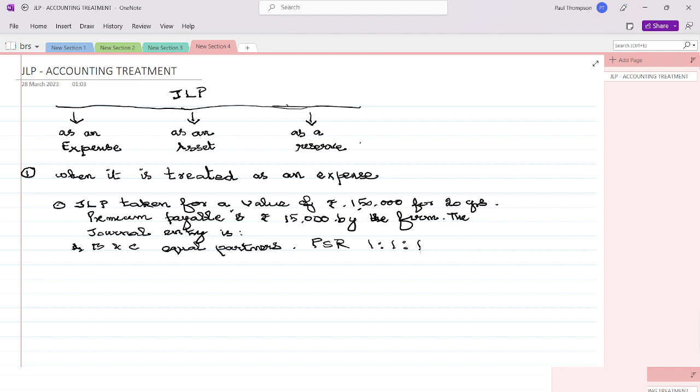Whenever there is an admission or retirement, the firm will surrender its policy because a new partner is coming inside or a partner is leaving the firm. Then they will be getting the surrender value from the insurance company, or in case of death of a partner, the sum assured will be received by the firm from the insurance company. So let us see the first case in this video.